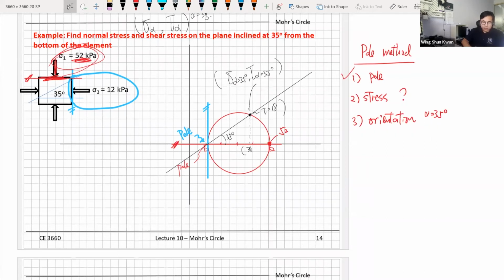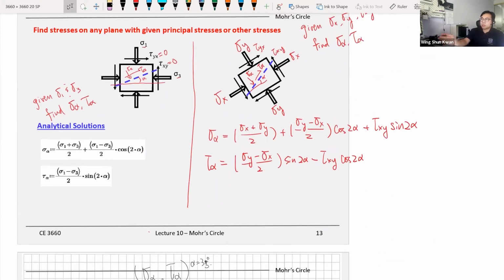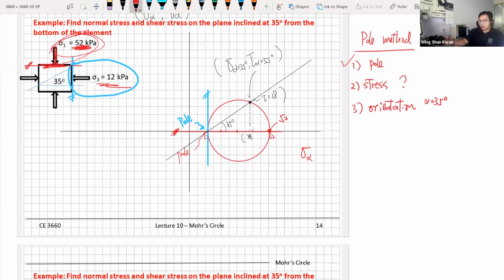If you plug in the equations, now this is given the sigma x, and pretty much gives you the sigma 1 and sigma 3, right? Because it's given sigma 1 equals 52 and sigma 3 equals 12. So pretty much this is the scenario on the left-hand side of this slide. Last time we solved it with a graphical method. We know this is sigma 1 and this point is sigma 3, so we can construct the circles.